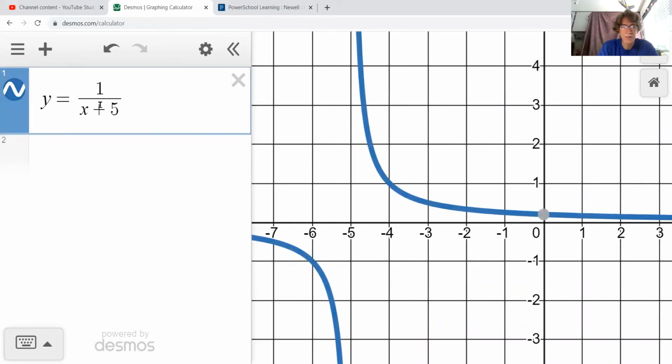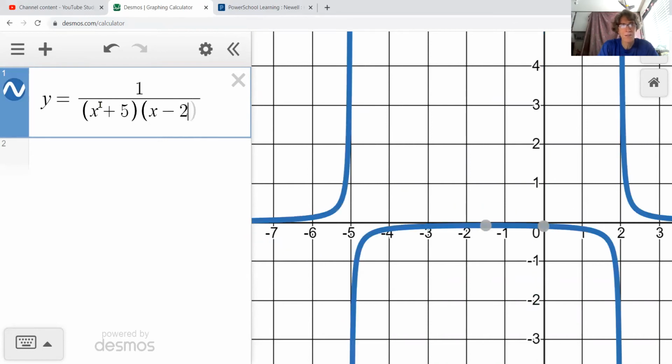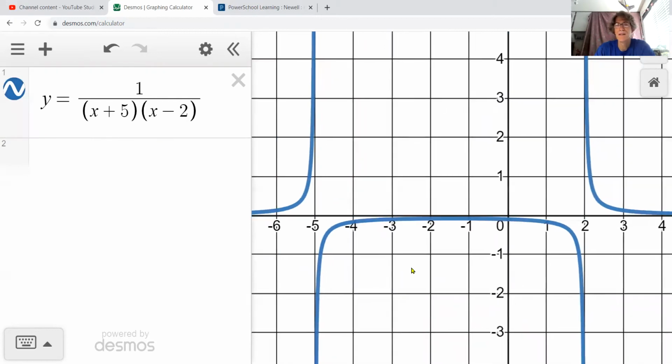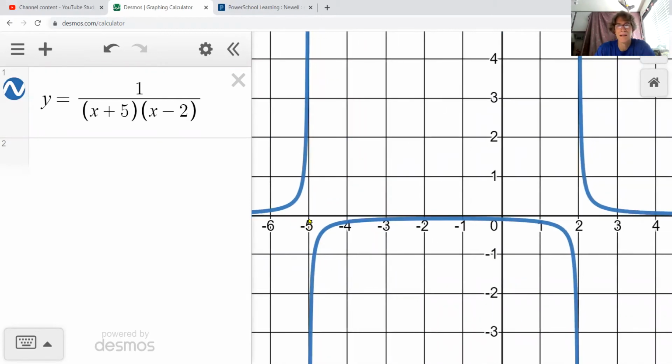What if you had 2 of these? What if you put like x plus 5 and put another one like x minus 2? And now you see there's 2 numbers it's avoiding. It doesn't want to be negative 5 and doesn't want to be 2. So now it turns away from both of those. These are our vertical asymptotes. They're domain restrictions. They're impossible.